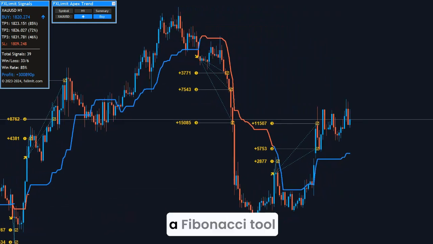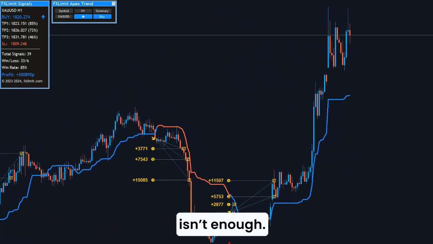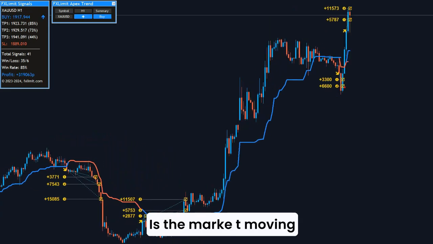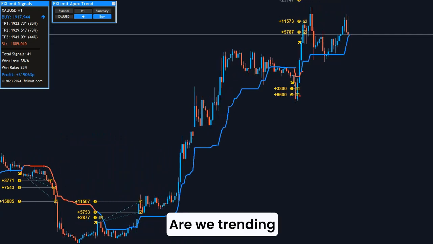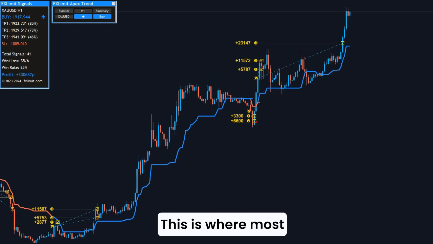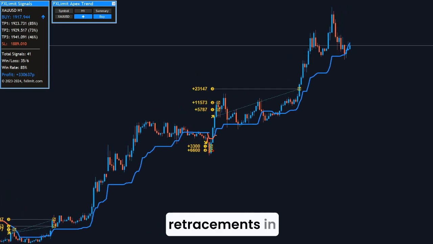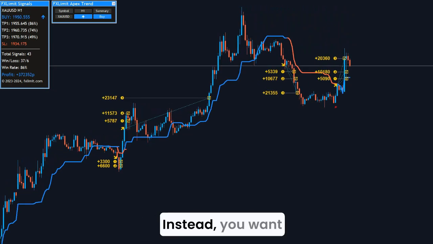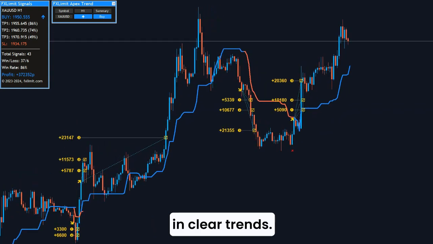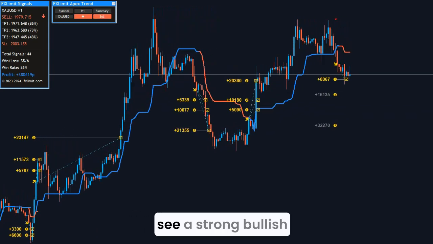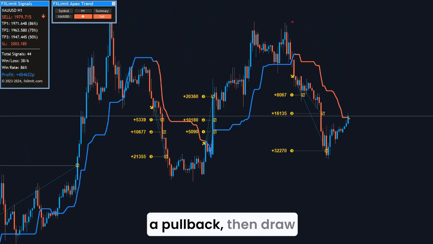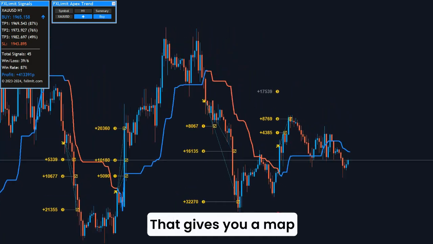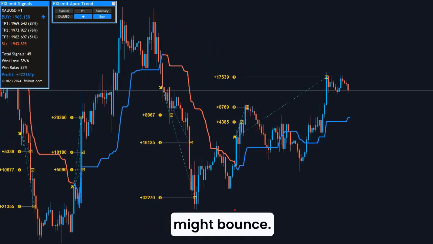But just slapping a Fibonacci tool on your chart isn't enough. The best method starts with identifying the trend. Is the market moving up or down? Are we trending or ranging? This is where most traders go wrong. They try to use retracements in a sideways market. That's a recipe for frustration. Instead, you want to use Fibonacci in clear trends. For example, if you see a strong bullish move, wait for a pullback. Then draw your fib from the low to the high. That gives you a map of potential support zones where price might bounce.